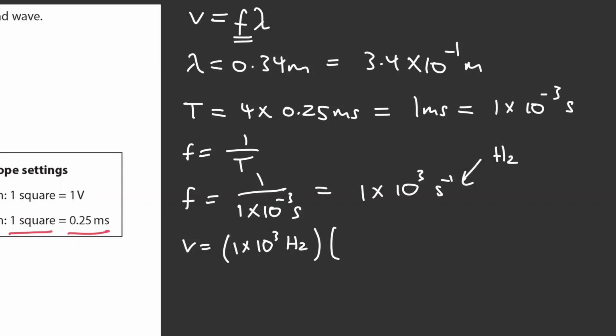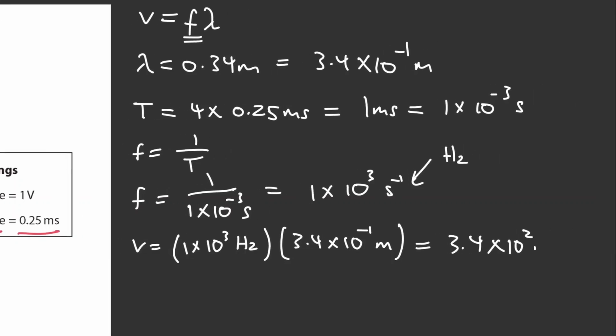times lambda, which is 3.4 times 10 to the minus 1 meters, which is equal to 3.4 times 10 squared meters per second, or 340 meters per second. There. So we calculated the approximate speed of sound.